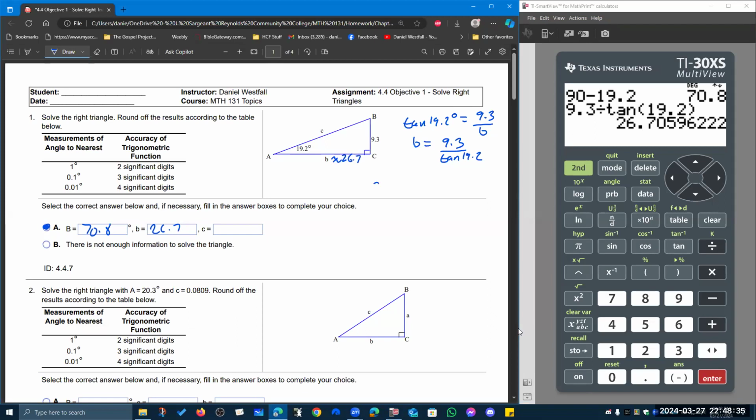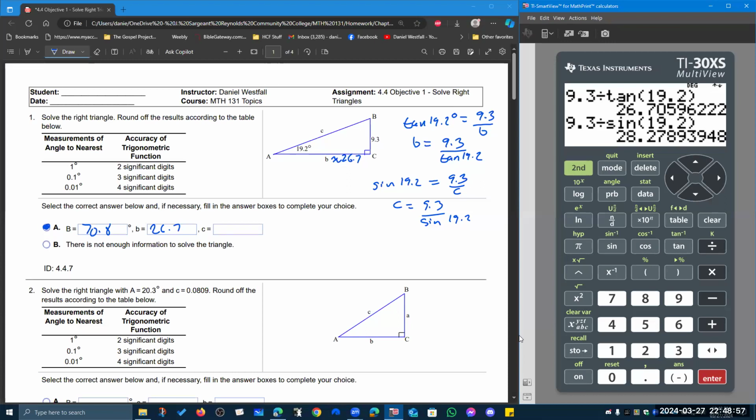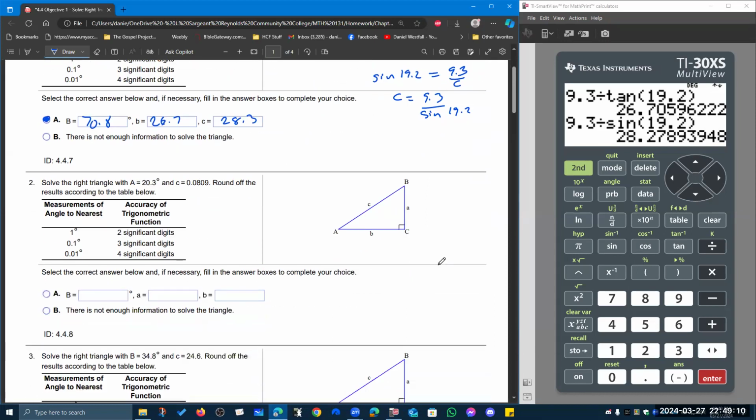And sine of 19.2 is equal to 9.3 divided by C. So C is equal to 9.3 divided by sine of 19.2. And this is going to be 28.3. All right, let's go on to the next problem here.